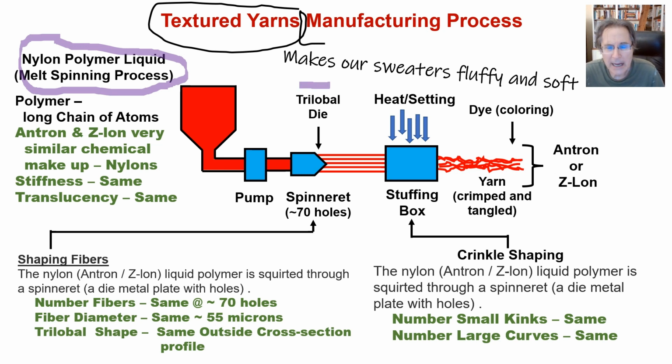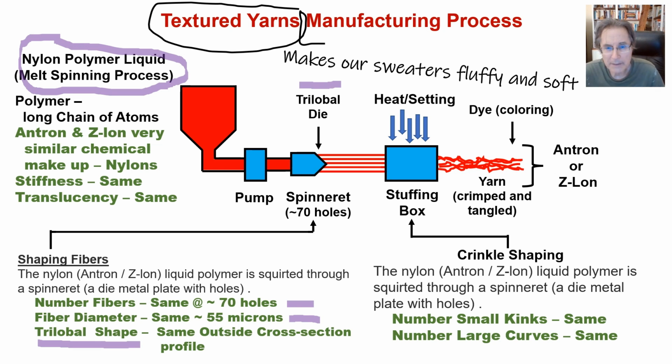So it's this die that's one of the big differences for different yarns. This would be like that Play-Doh thing you had as a kid, and you put the Play-Doh in and you push it down and it comes out in little spaghetti. Well, it's the same thing going on here. With this die, like I said, you get the same number of fibers, and this is where the diameter of the fibers gets defined, and that's about 55 microns apiece. And they both have this trilobal cross-sectional shape, and we'll talk more about that later.